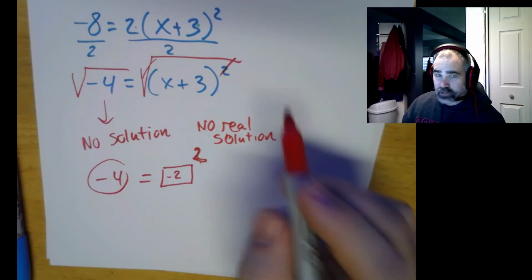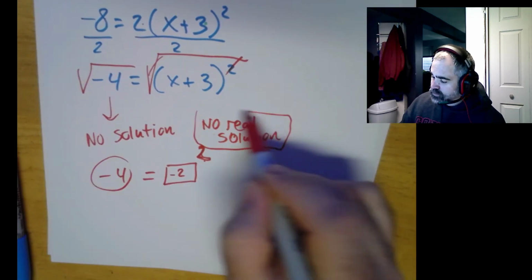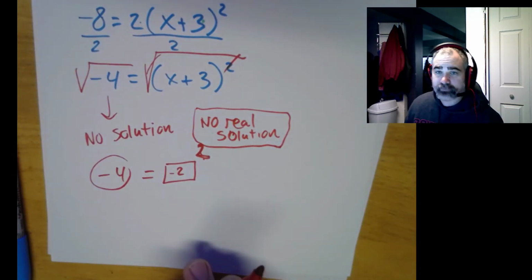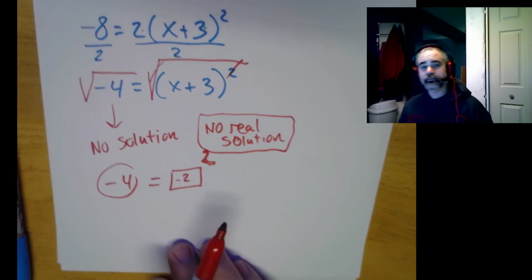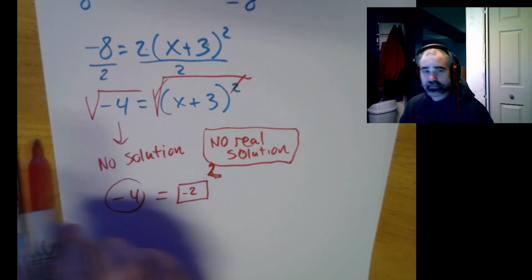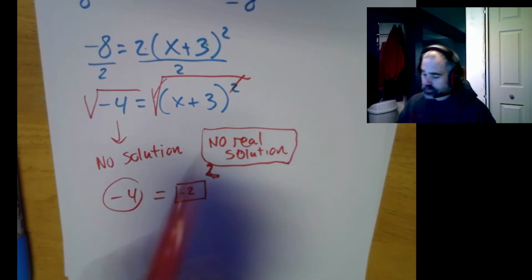Real is a terrible name, but it's what we use in math to represent the regular numbers. And so we'd say there's no real answers, no real solution to this. So if you ever see you have to take a square root of a negative, you can just write no solution and you're done with the problem.